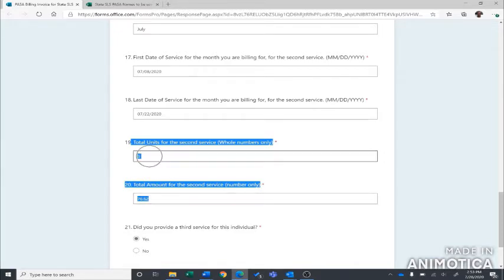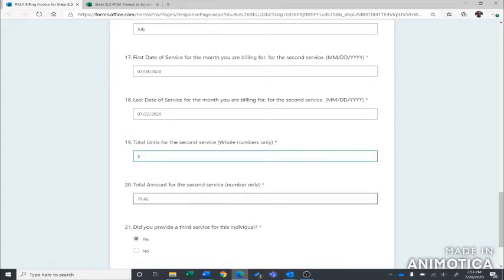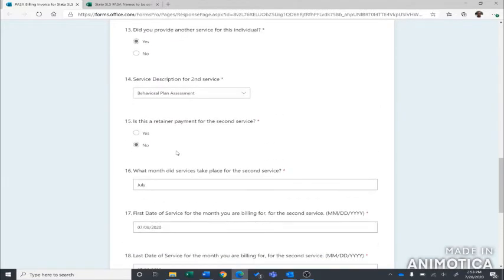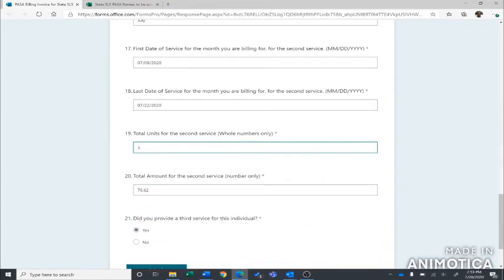So it's just super important that you note that, because the rate for this particular service, behavioral plan assessment, is $25.54 per unit or thereabouts. And so 3 units actually comes out to $76.62 in terms of dollar amount. So that total amount is going to be your dollar amount that you're actually billing for. The units is going to be the units according to the state.